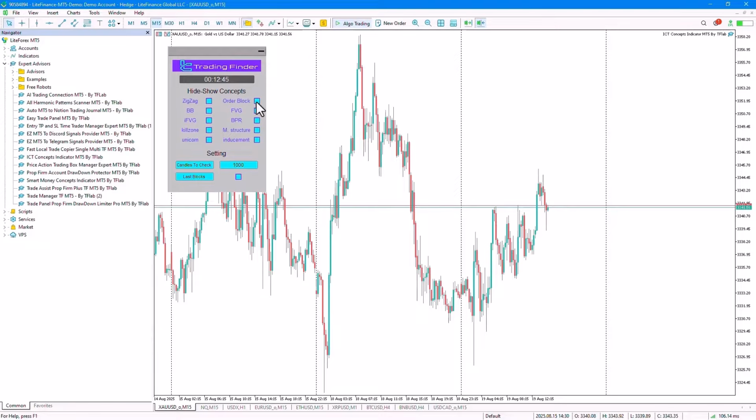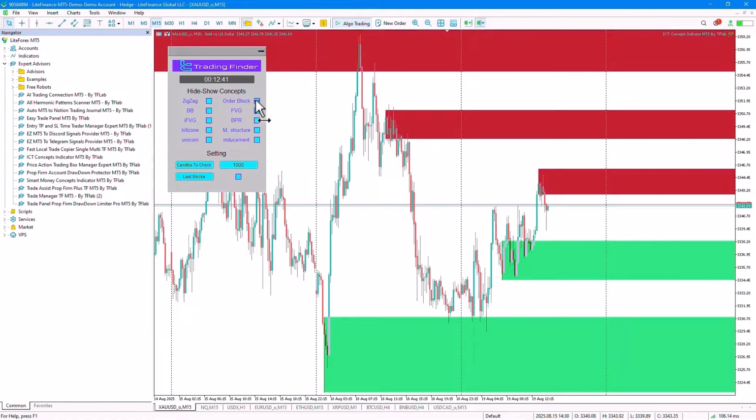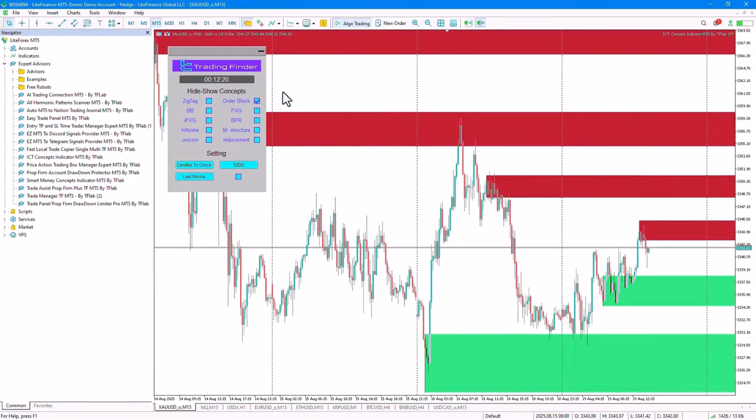In the next mode, we can activate the order block feature. By enabling this section, the expert advisor starts to identify areas on the chart where banks, large institutions, and smart money place their major buy or sell orders. And when the price enters these zones, we can observe reactions occurring here.